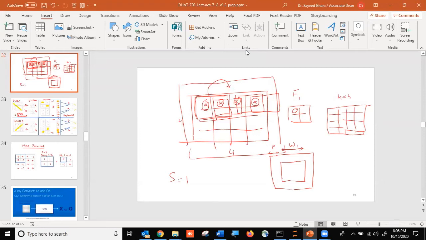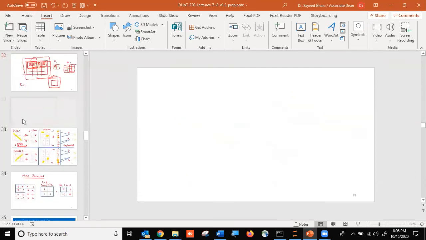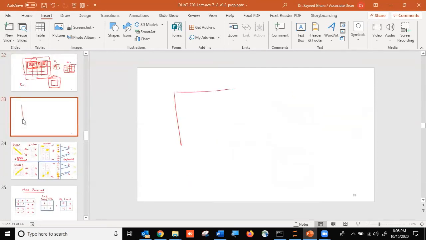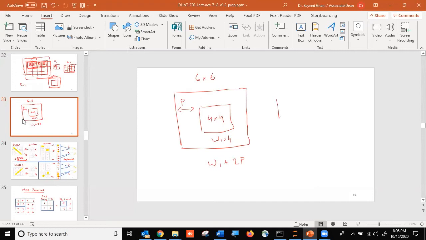Let me take another example. It's getting a little crowded. Let's say you have this image. The original image was 4x4. After padding of one on both sides, what's the size going to be? 6x6. So W1 was 4, and now the image is W1 plus 2P, where the padding is P. You're applying a filter of size F.